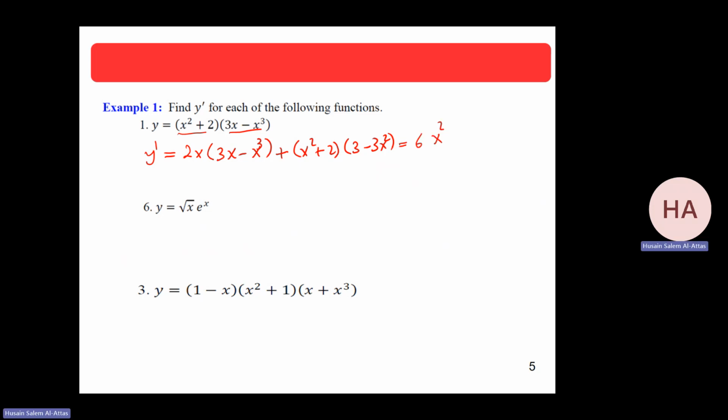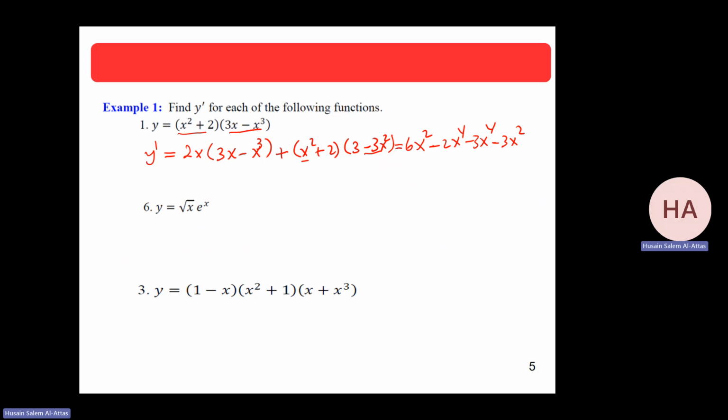6x squared. Let me just give it more space. I have 6x squared minus 2x to the power 4 plus what? I have x cubed. This will be minus 3x to the power 4. Multiply this by this. Now what will give me x squared? I have minus 6x squared plus 3x squared. That will give me minus 3x squared.